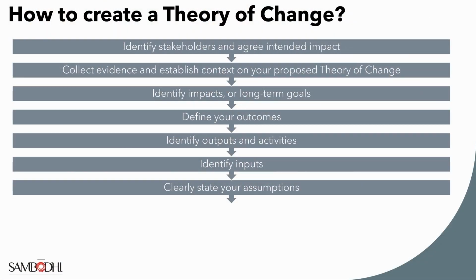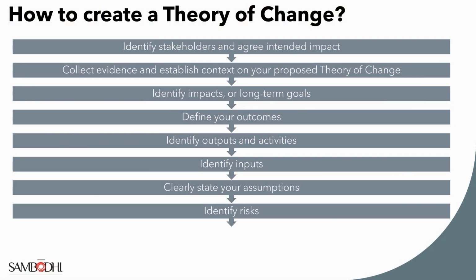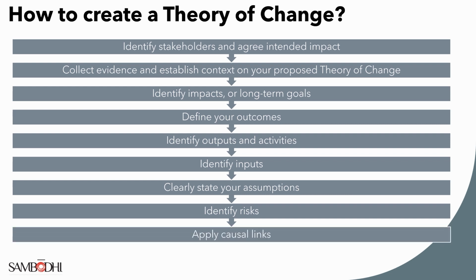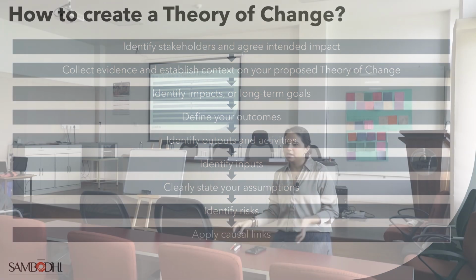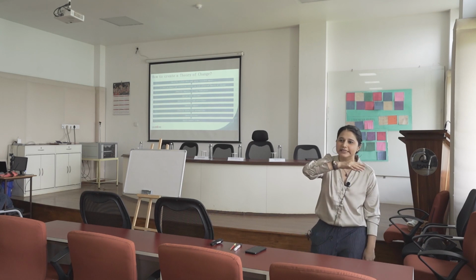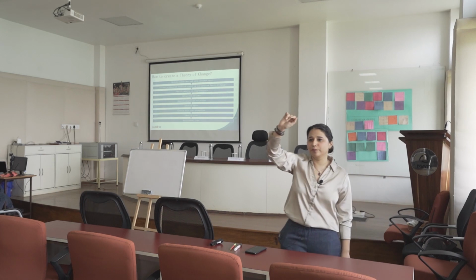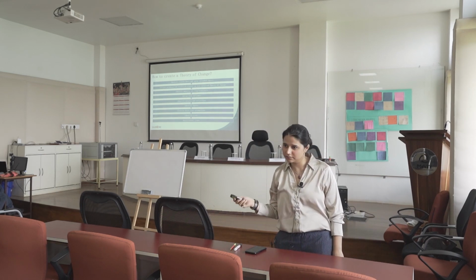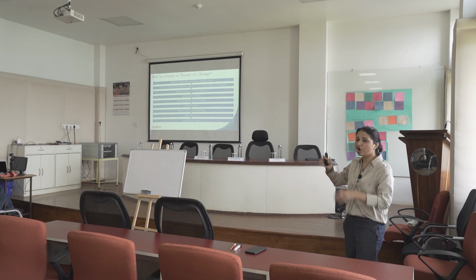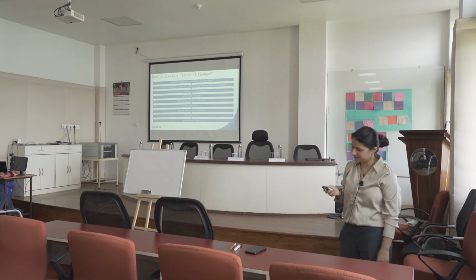Assumptions are a critical part of it. For reaching my output from my activities, what will be my assumption? For reaching my outcomes from my outputs, what will be my assumptions? And the risks associated with my assumptions. And lastly, I draw my linkages. I draw my arrows from my activities. Which activity will lead to which output, or which output will lead to which outcome. And eventually, all of the outcomes will lead to an impact.